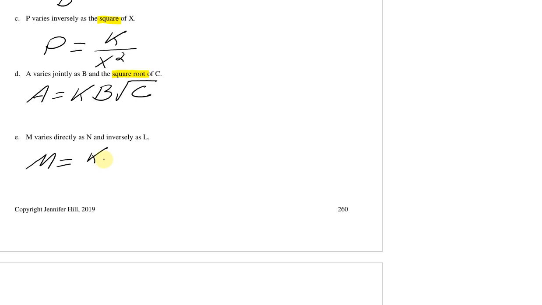So directly as n means I multiply k by n. And then inversely as l means I'll divide this whole thing by l. So now you have that k is simultaneously being multiplied by n and divided by l. So there's the idea behind this. Okay, so now let's take a look at some typical problems on the next page.